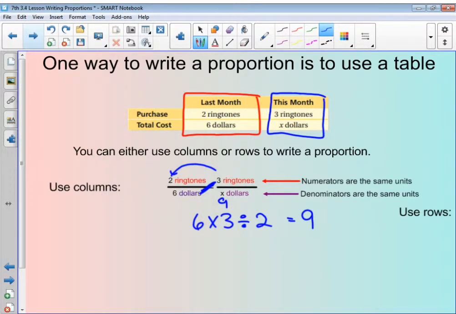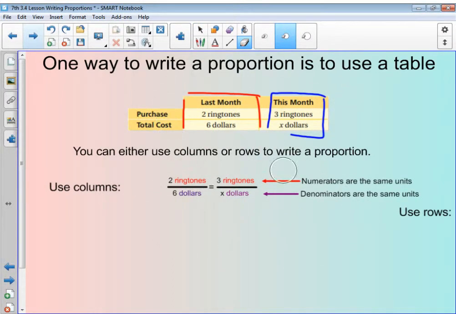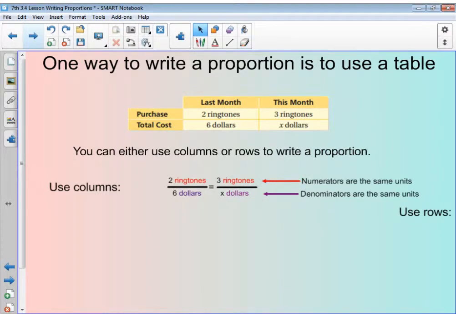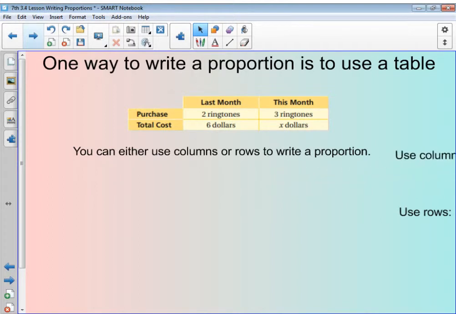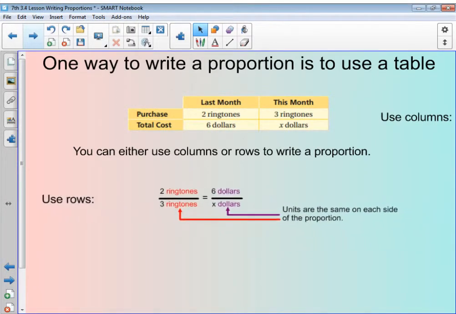And I know a lot of you had probably already in your head said, well, it's $3 per ringtone, and if I buy 3, that's going to be $9. And that's okay. But unfortunately, mental math for proportions isn't always going to be easy to do. Because sometimes, like I said, we're going to have some algebraic ones, so you have to understand the steps.